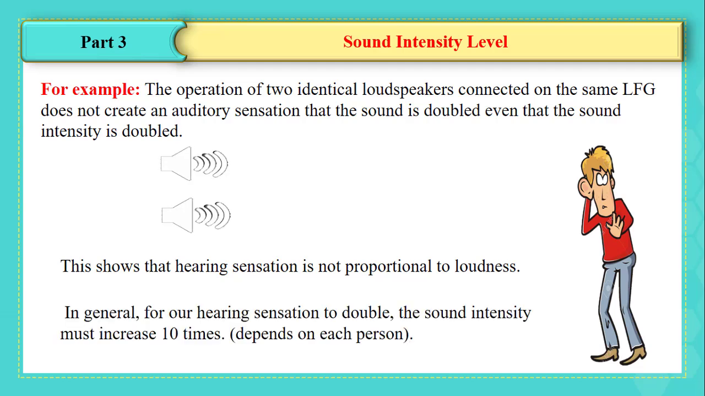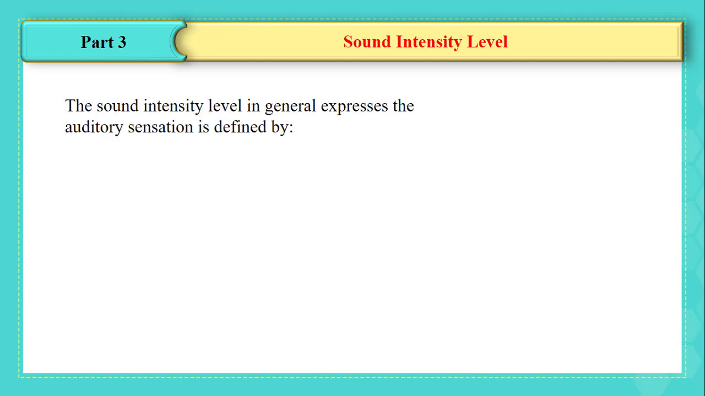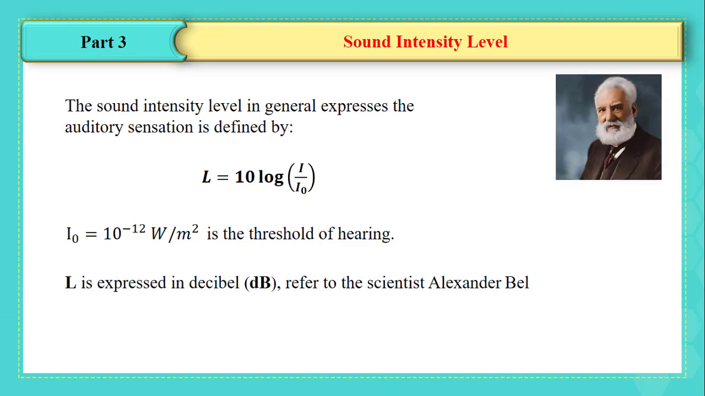In general, for our hearing sensation to double, the sound intensity must increase 10 times, and that depends on each person. For this reason, physicists have defined another physical quantity related to the sensitivity of the ear, which is called the sound intensity level. The sound intensity level in general expresses the auditory sensation and is defined by L equal to 10 log I divided by I0, where I0 is equal to 10 power minus 12 watt per meter squared, the threshold of hearing.